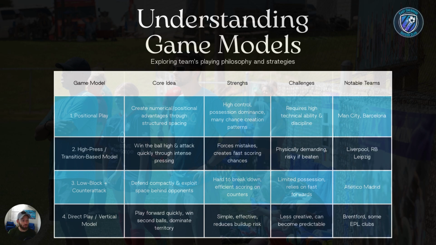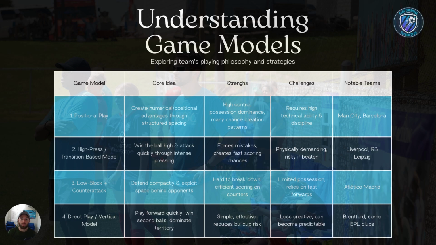So this is an idea where we're a defensive team. We're going to defend compact and exploit space behind the opponents. We're going to be very difficult to break down, and we need to be very efficient in scoring on counterattacks. We don't have a whole lot of possession, and we rely on the very fast forwards.